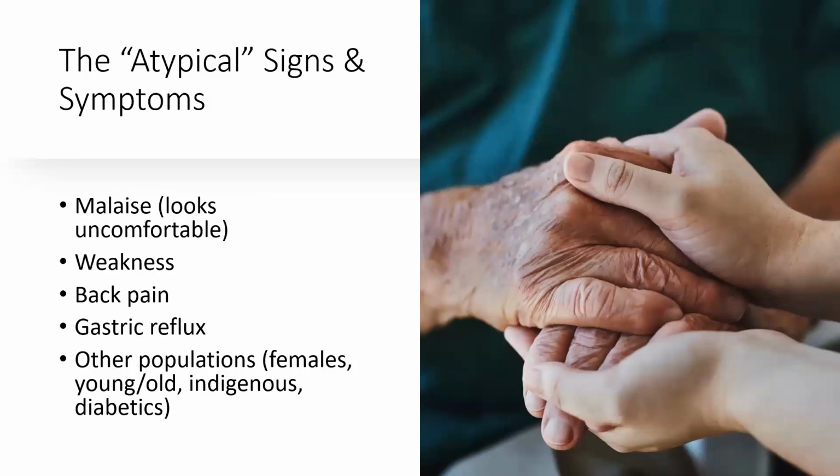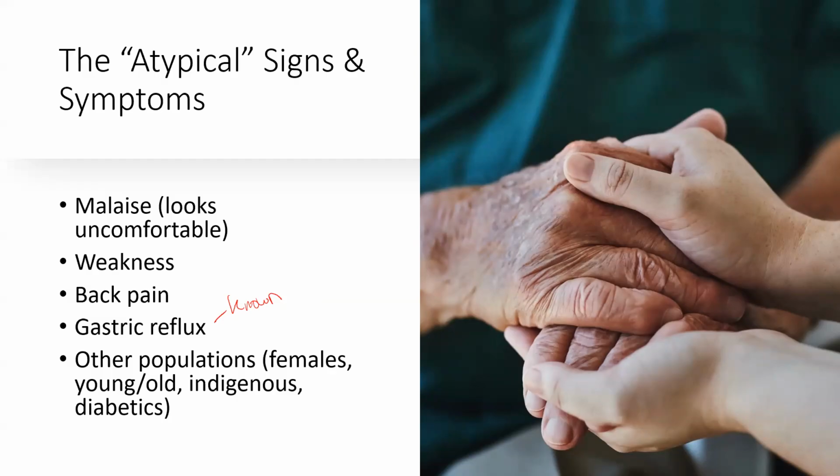Atypical symptoms, they look very uncomfortable. They're very weak. Again, in your non-standard populations, they may have gas pain, back pain. Gastric reflux is a common one, especially if they have a known history. I went to one patient that had gastric reflux, or thought he had gastric reflux for about 2 hours. It was a massive inferior infarct.